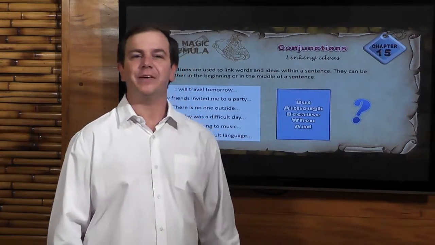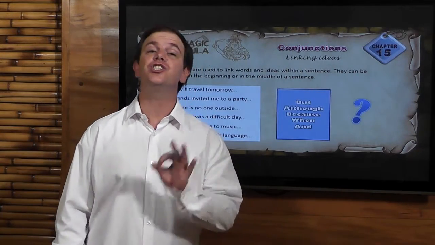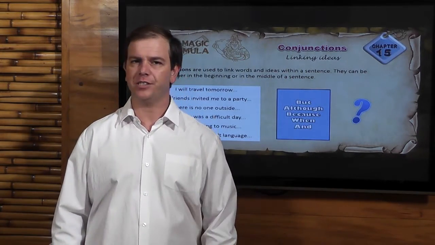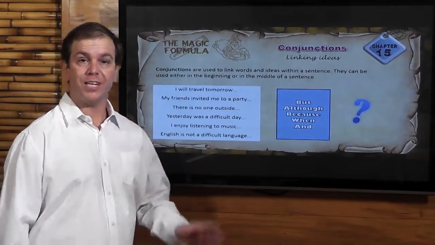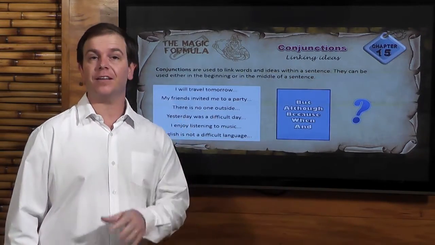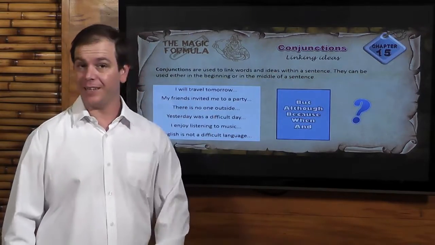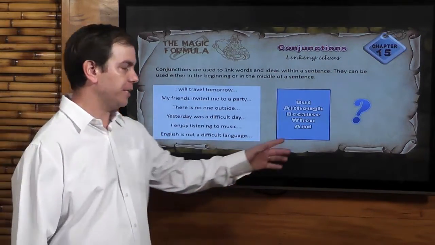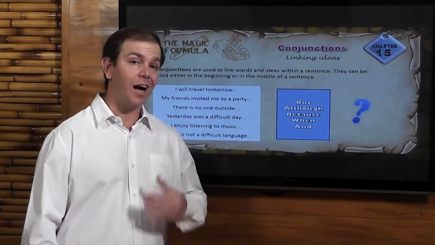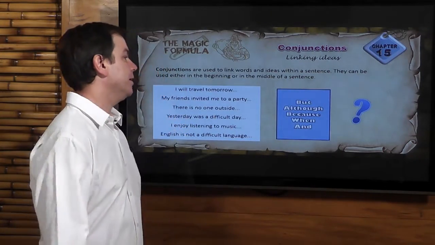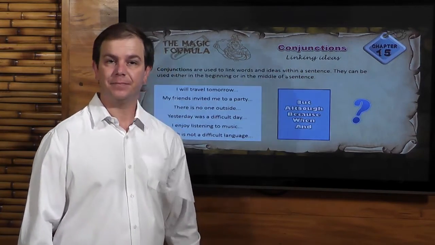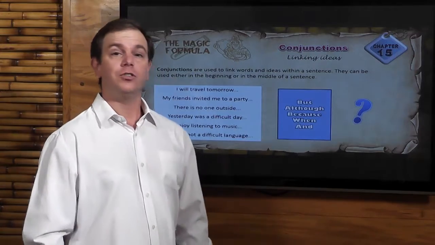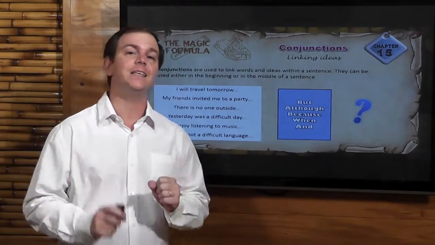Okay, our next topic for chapter 15 is about the conjunctions. But what are conjunctions? Easy. Conjunctions are used to link words and ideas within a sentence. They can be used either in the beginning or in the middle of the sentence, and that depends specifically on the conjunction. We have brought you today the most important conjunctions for conversational English, and they are but, although, because, when, and. So, we have some sentences here so that we can understand basically the idea of these conjunctions.